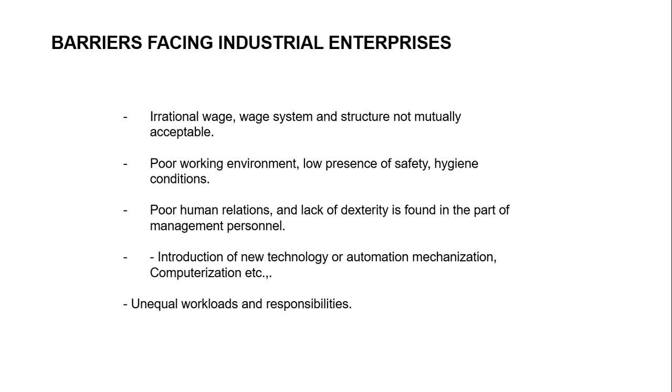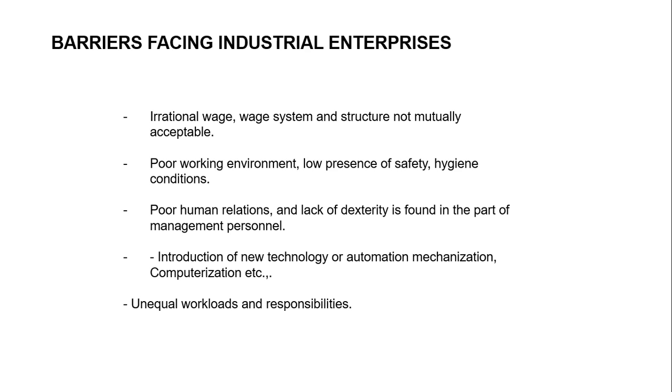Second topic in this chapter is barriers facing industrial enterprises. First barrier is irrational wage system and structure not mutually acceptable. Irrational wage is a connection or relationship between the producer or the owner and the employees.